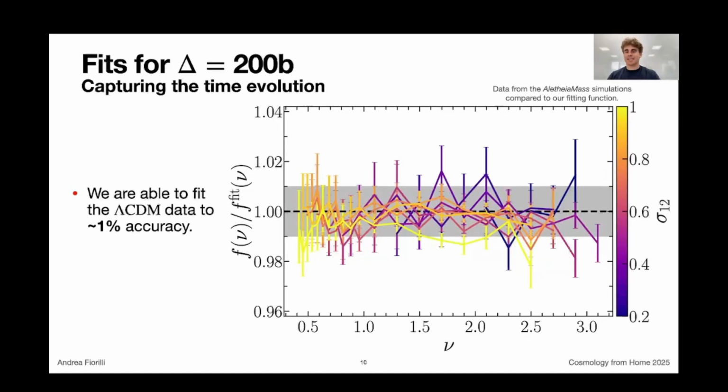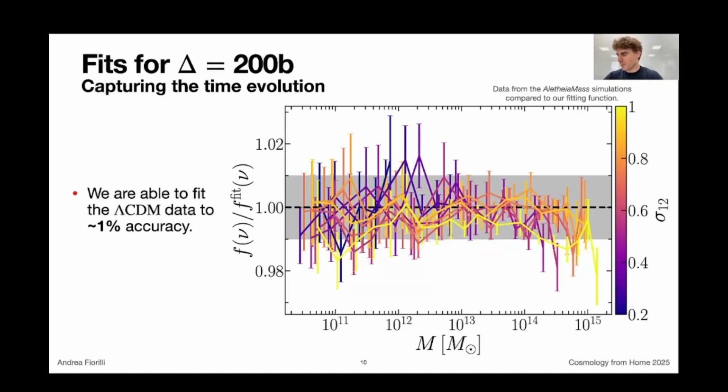If we zoom in, we can see that we reach percent level accuracy on this lambda CDM suite of simulations, the Aletheia mass, that span a very wide range in redshifts, from sigma 12 of 0.2, which corresponds roughly to a redshift of 4, to the last two snapshots. The last one is at sigma 12 equals 1, which in a lambda CDM cosmology would be in the future with respect to us. As well as a wide range of masses, which you can see if I rephrase the plot with mass on the x-axis. It's more than 4 orders of magnitude in mass.